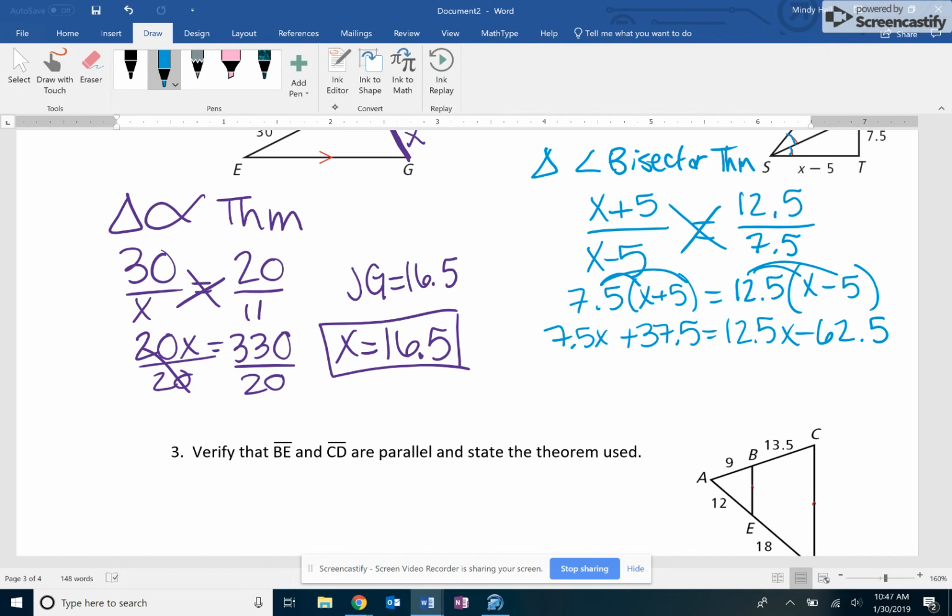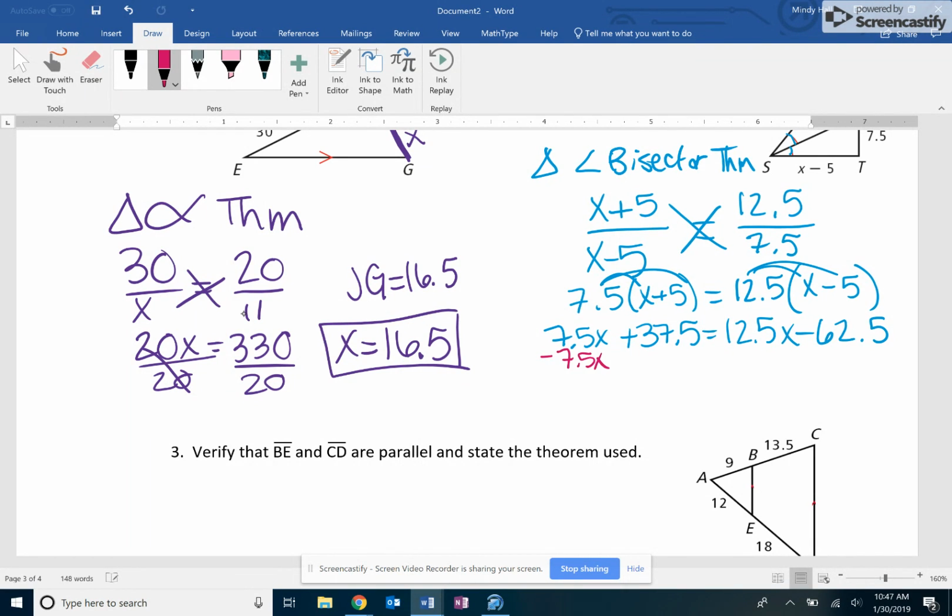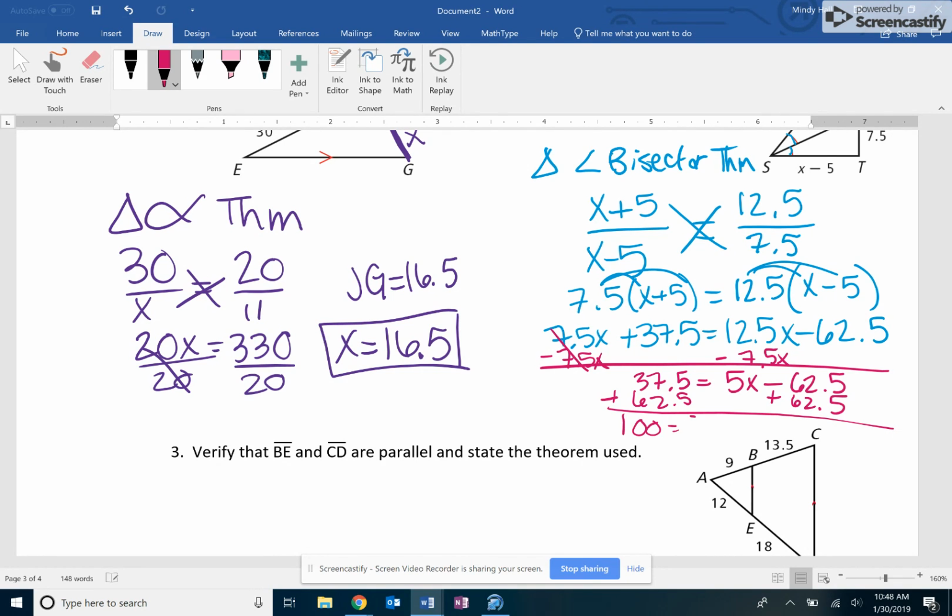So then to solve this, we're going to combine our like terms. We'll subtract 7.5x. And that'll give me 37.5 equals 5x minus 62.5. And then when you add 62.5 to both sides, you get 100 equals 5x. So then x equals 20 when you divide by 5.